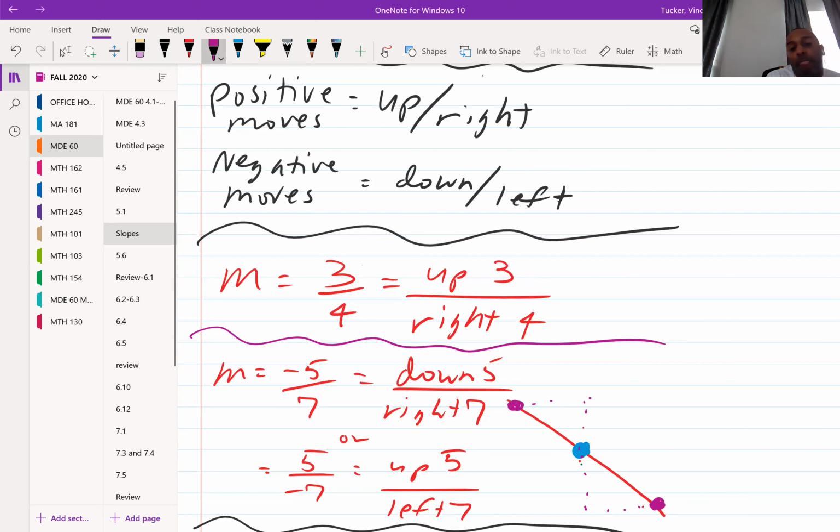So with this slope, always remember that it's not a point, so you don't go to the origin. You always go to a point that's on the line and then generate another point by using these instructions. So you go to the point, go up 3, right 4, that'll give you another point on the line, and vice versa.